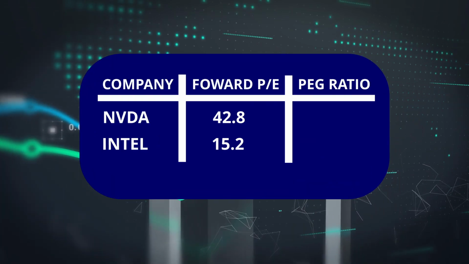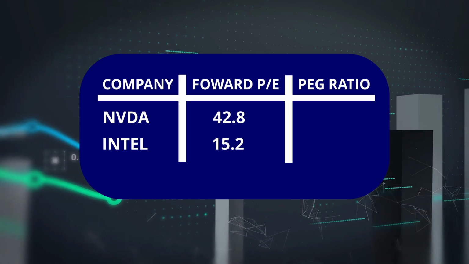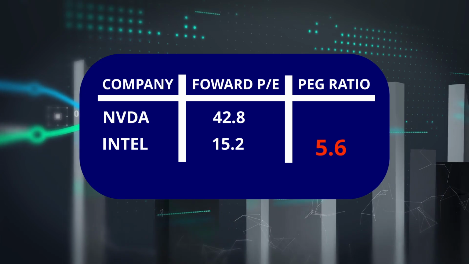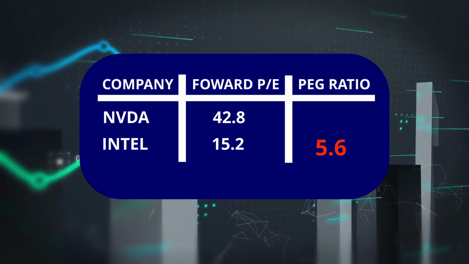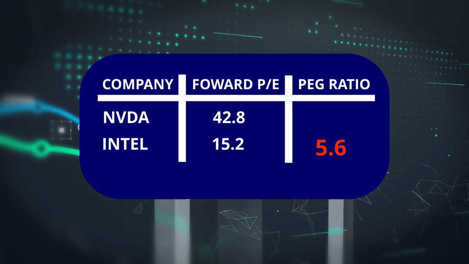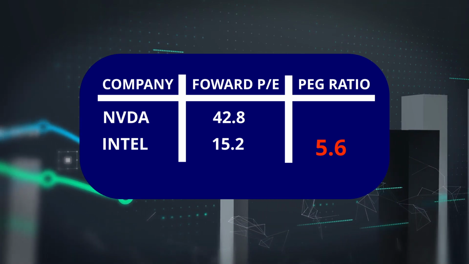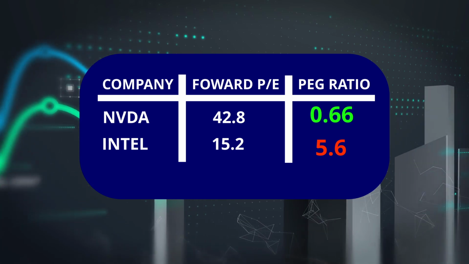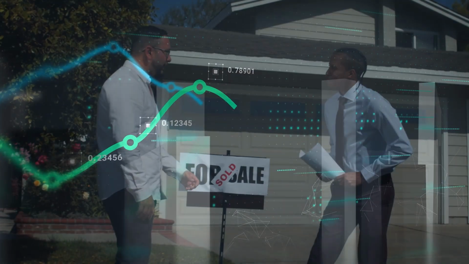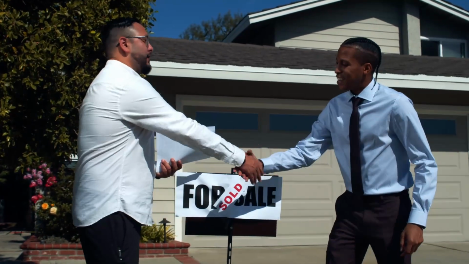Intel has a P/E of around 14. Sounds cheap, right? But with a growth rate of only 2.5%, its PEG ratio is a staggering 5.6. That is incredibly expensive for a stagnating business. Now, look at NVIDIA. A P/E of 42 sounds scary. But because they are growing at 65%, their PEG ratio is only 0.66. The lesson? The expensive stock is actually the bargain because you are buying massive future growth at a discount.